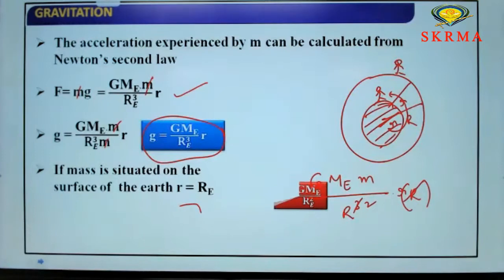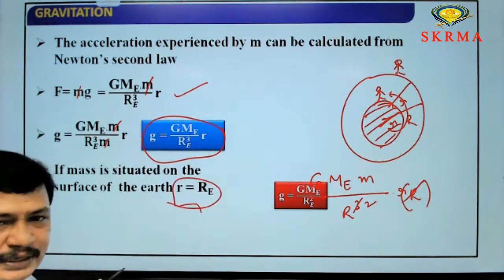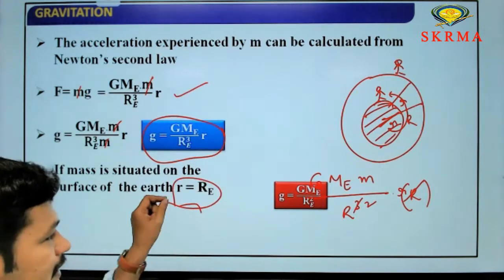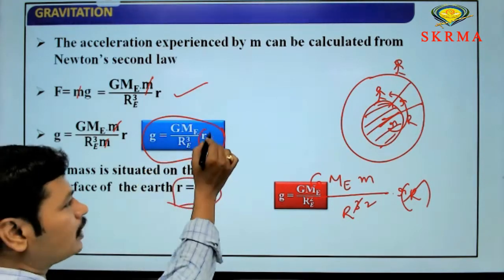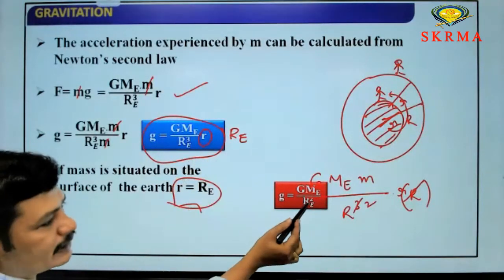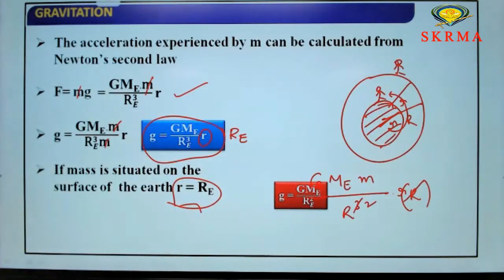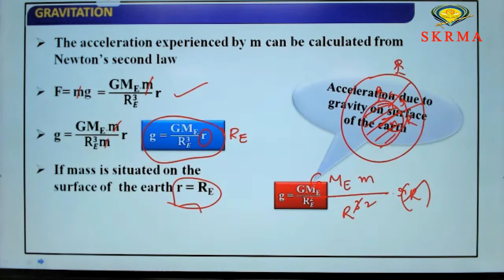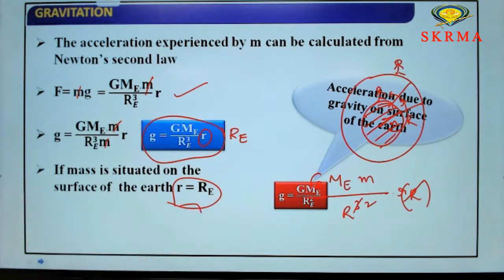If the mass is situated at r equals R, the basic equation is at the surface. Just as I told you, if r equals Re, that is, the separation from the center is equal to the radius of Earth, then instead of small r you can write the radius of Earth. One r will be cancelled, and the remaining equation has r square. Here g is equal to GM by r square. That is the basic equation, the acceleration due to gravity on the surface of Earth: G Me by r square, or simply GM by r square.